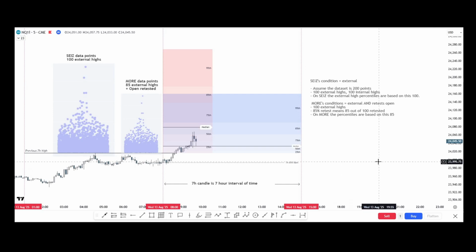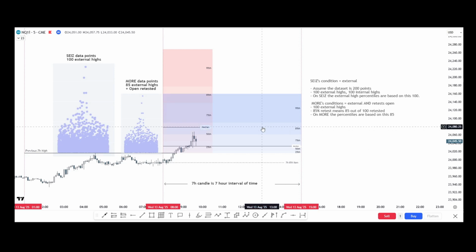Today I just wanted to cover two of the main indicators in the suite, SEIZ and MORE, but I wanted to show them side by side so you can see exactly the difference between the two conditions that they're measuring, because they are very similar, and I've had a lot of questions in the Discord about some things between them and what's the difference. So I just wanted to show you a scenario here where they're both showing something slightly similar, but they are acting on two conditions on the data set to show slightly different things.